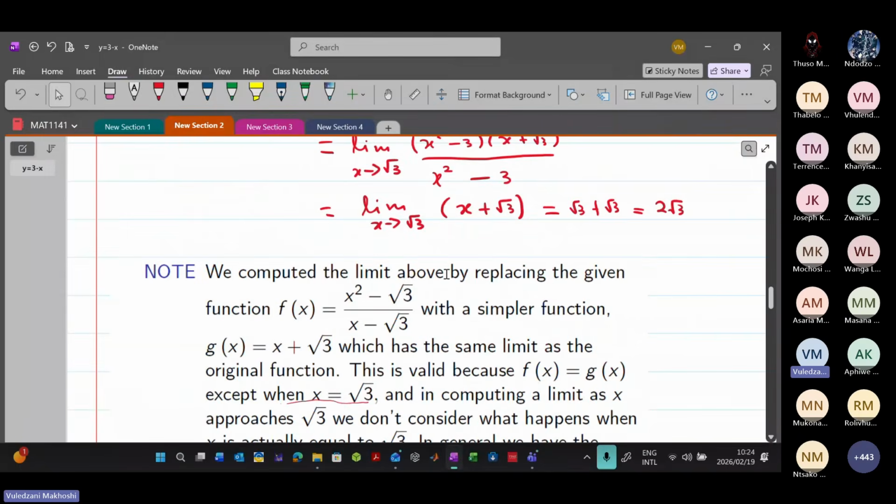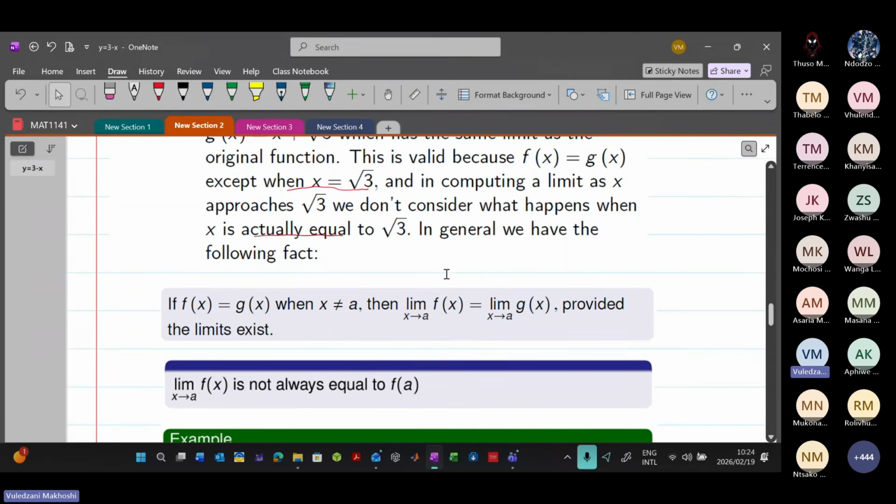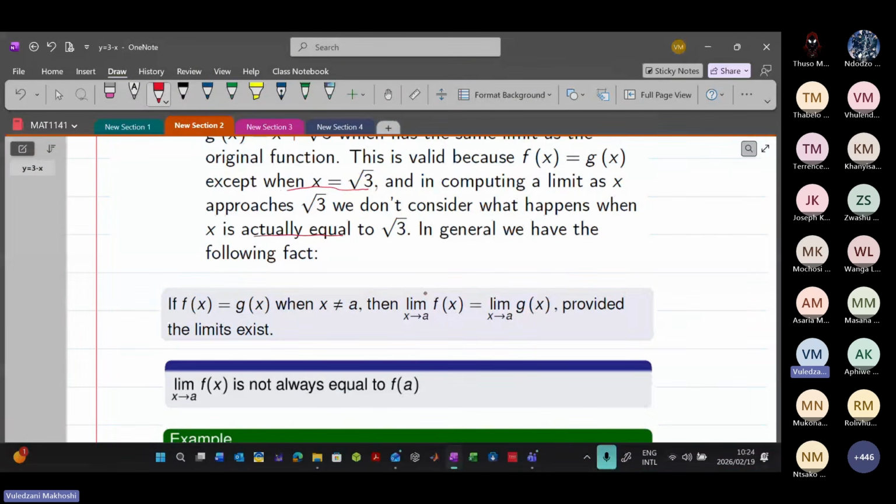Yes. So we've already explained what is happening. What is important for you to note is that if f of x equals g of x when x is not equal to a, then the limit of f of x when x approaches a equals the limit of g of x when x approaches a, provided the limits exist. So if both the limits exist, then we make this conclusion. That is why we were able to do what we did up there.